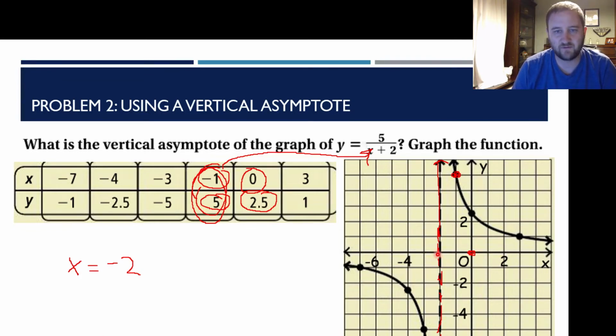0, 2.5 is this point right here. If we plug in 3 for x, 5 over 3 plus 2, 3 plus 2 is 5. So 5 over 5 is just 1. So 3, 1, that point's right here. So that gives us this curve right here.